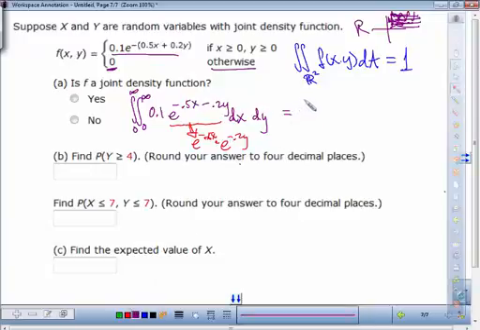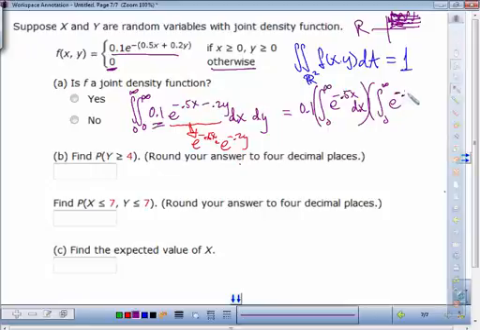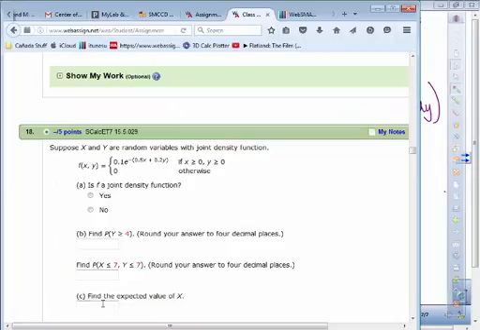So let's see. I'll take the 0.1 out because it's a constant. I'll integrate from 0 to infinity of e to the negative 0.5x with respect to x. I'll figure that out separately from the integral from 0 to infinity of e to the negative 0.2y with respect to y. So I have two other integrals that I think are easier to work with. And we actually need a value for this, so let's do the computation.